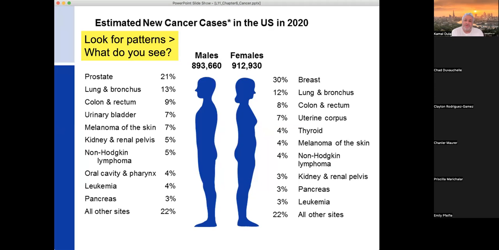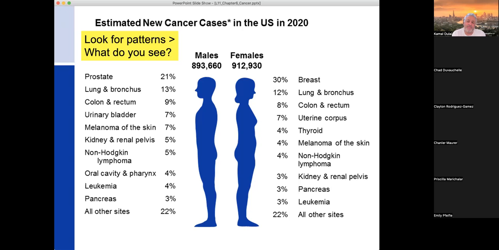So let's start with this one, right? This was the latest data that we collected in 2020, a year and a half ago. And you can see we can have a pattern, right? The number of new cases of cancer diagnosed in 2020, you can see right in the middle of the graph: males, 900,000, females, 900,000, but a difference of about 20,000 between the two. So males and females get cancer at approximately the same rate.